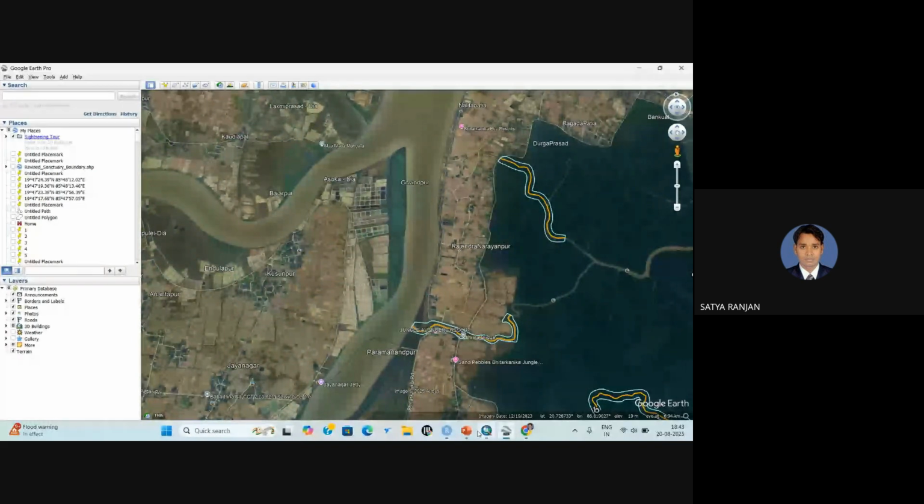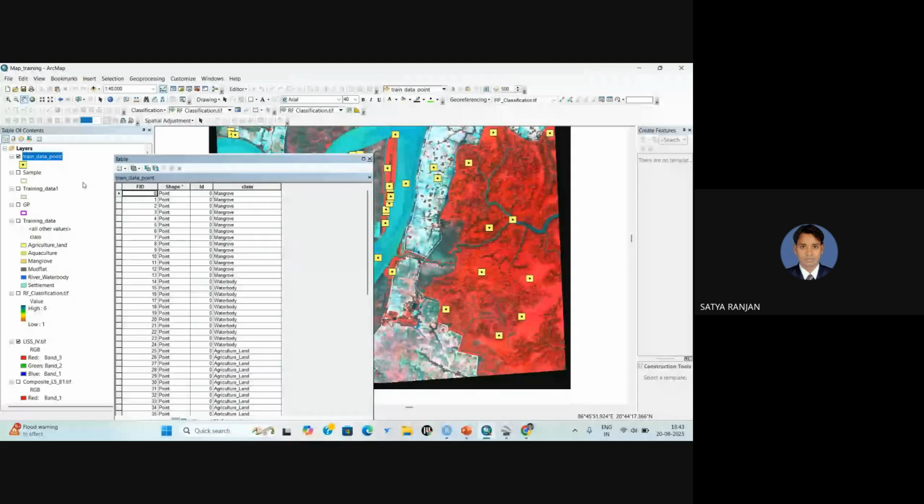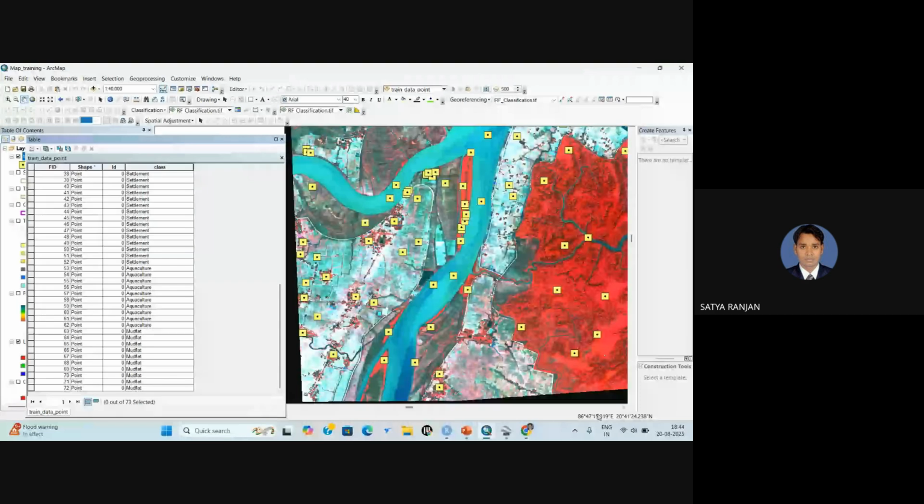So I have decided to take this area and divide it into 6 classes. I digitized and drew the points, then took samples of different mangrove areas and some agricultural lands, settlement, aquaculture, mud flat. So there are 6 classes.